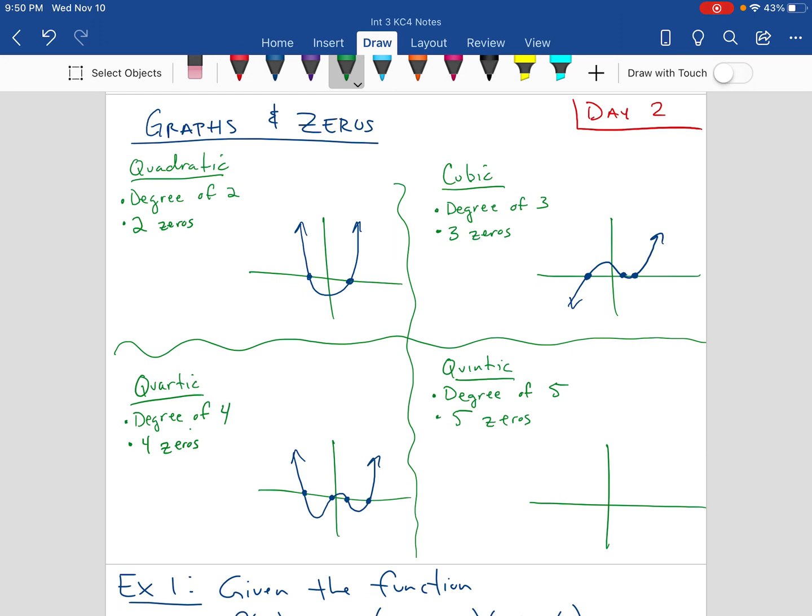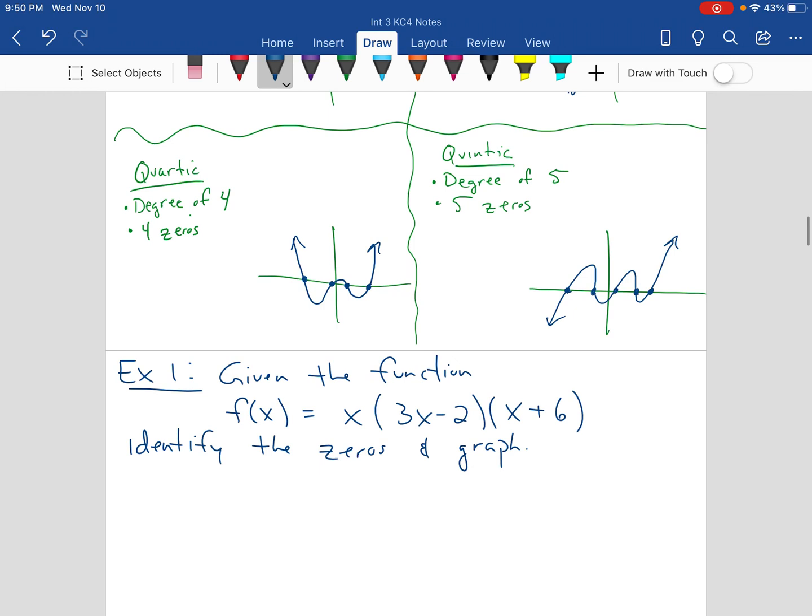So now you do need to remember that these graphs aren't going to look like this all the time. Okay, this is just a general picture. You also have to remember that sometimes you have multiplicity where you have bounces on the x-axis, so that counts as 2 zeros. So the graphs might look a little different. Okay, but generally this is what our graphs would look like. Okay, so I'm going to go ahead and give you a couple examples.